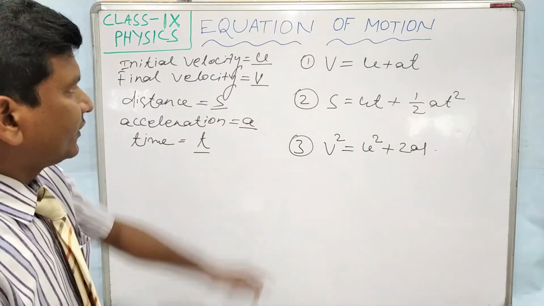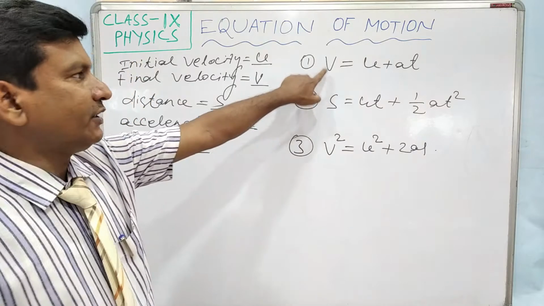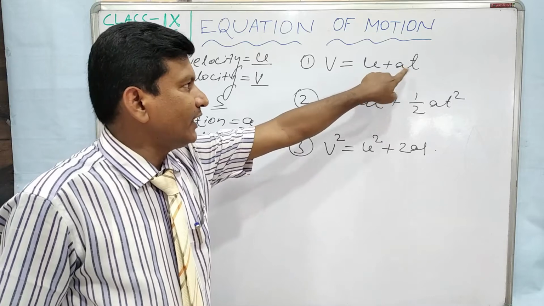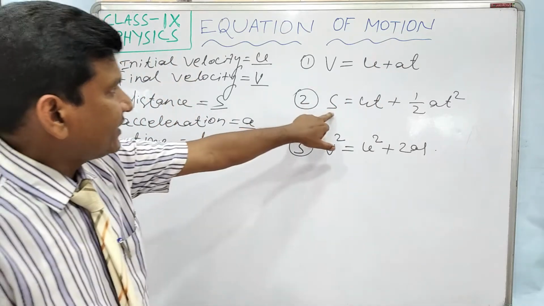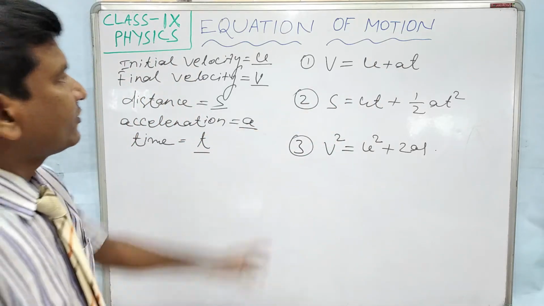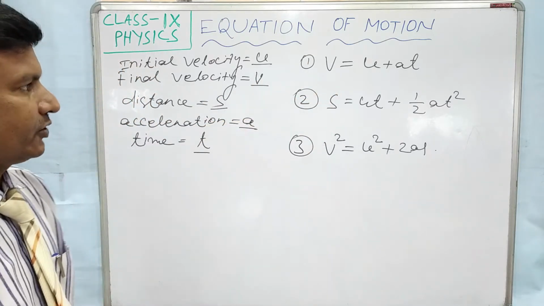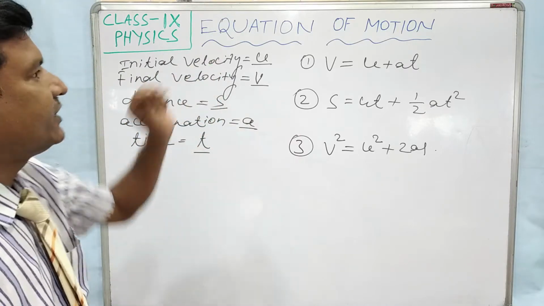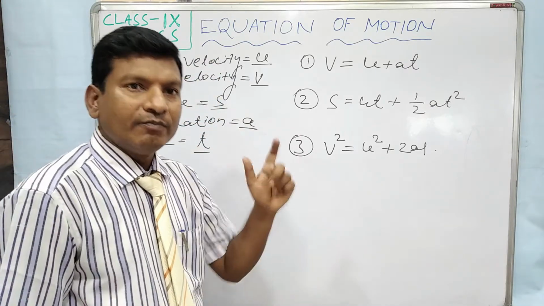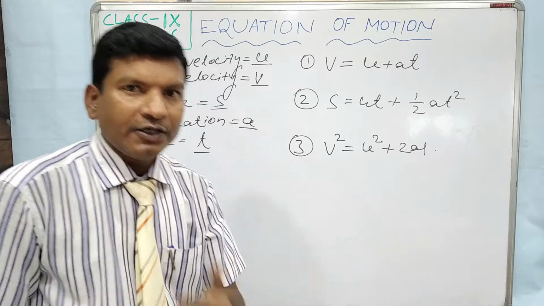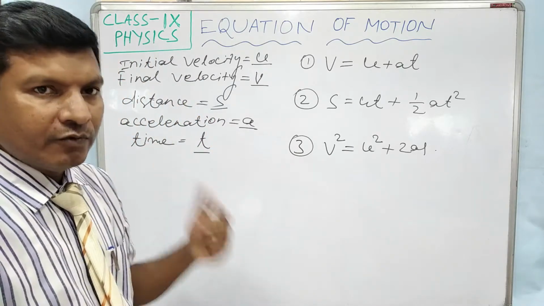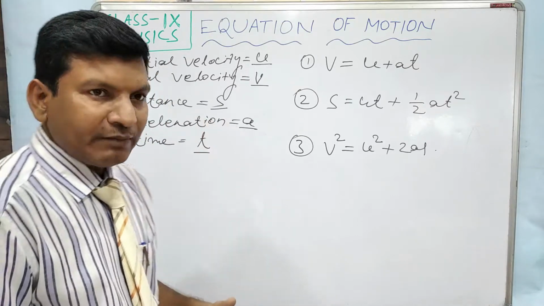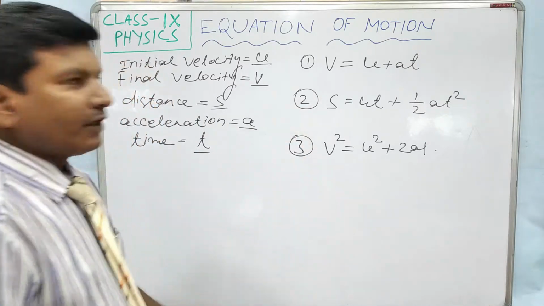So here v is the final velocity, u is the initial velocity, a is the acceleration, and t is the time, whereas s is the distance covered. These are the three equations of motion which give us the relationship between all these physical quantities when a body moves in a rectilinear motion, or when the body moves in a straight path, or during one-dimensional motion.